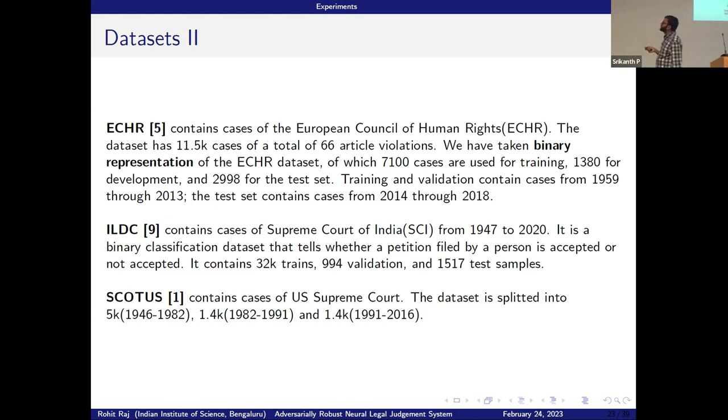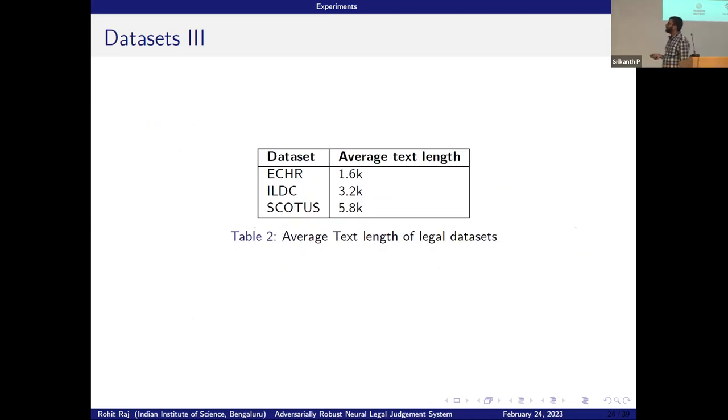Similarly, ILDC is a dataset of the Supreme Court of India, which contains cases from 1947 to 2020. This is basically for whether a petition is accepted or not. This is a binary classification dataset, and approximately 32,000 cases are for training. SCOTUS is a dataset of the US Supreme Court, which is split into 5K, 1.4K and 1.4K. So this is the average text length of all the datasets. As you can see, the average text length is quite high, more than 1.5K.